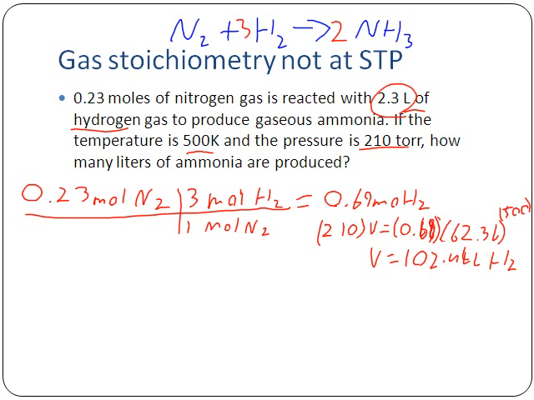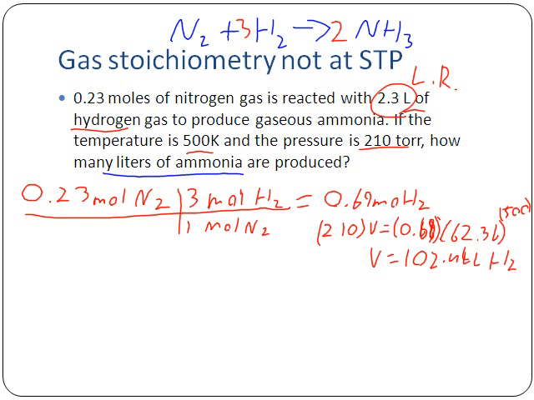And so basically this is what we're going to start with here. We have 2.3 liters of hydrogen gas. That's going to be our limiting reagent right up here. And so all of our calculations are going to come off of that. And so from there, let's go ahead and set this up going forward. We want to figure out how many liters of ammonia, which is our question.